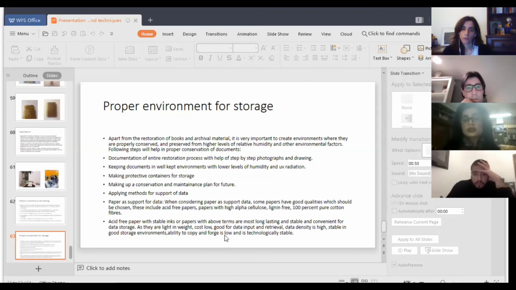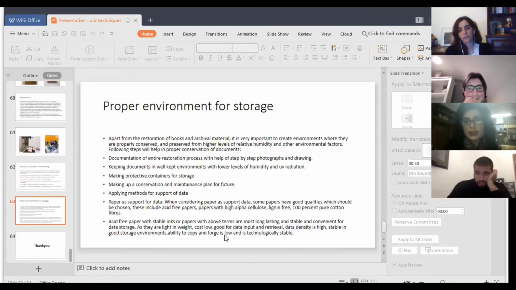And of course, at the end, a proper environment is extremely important for safe handling and proper storage of the historic documents, where the relative humidity is controlled, the temperature is controlled, there is proper handling of the documents, and for future study, only the documents that were digitized should be referred to for research purposes. Thank you.